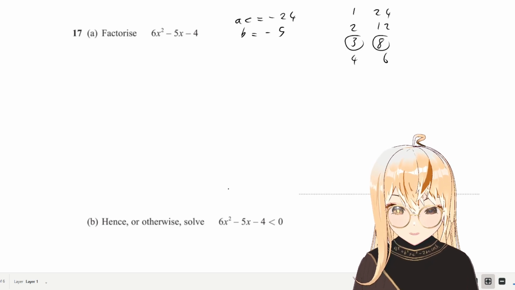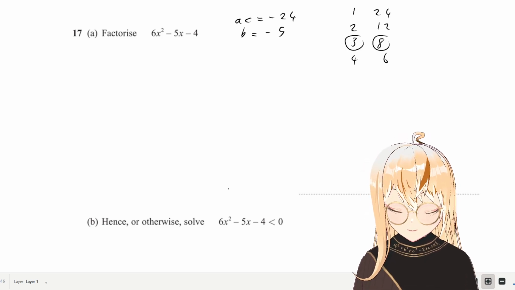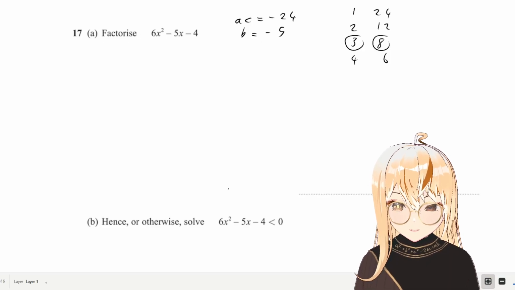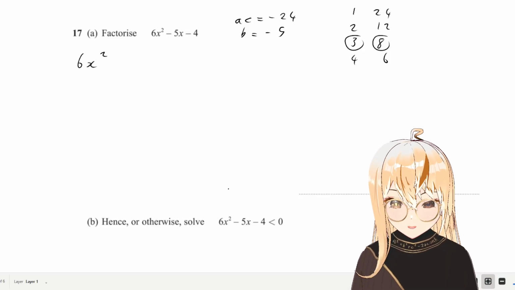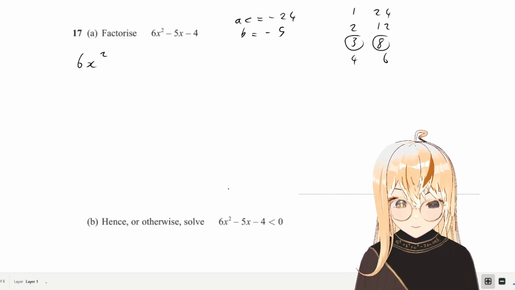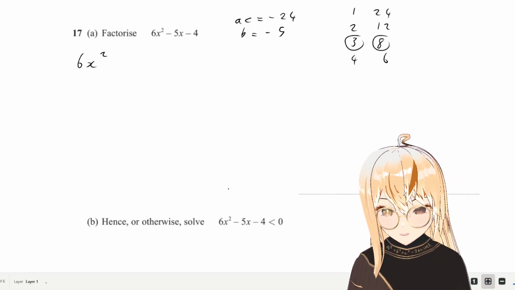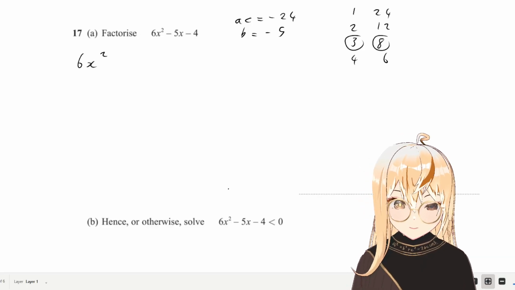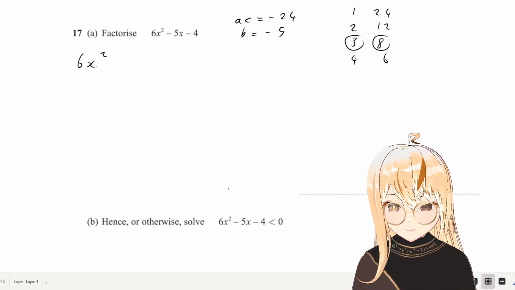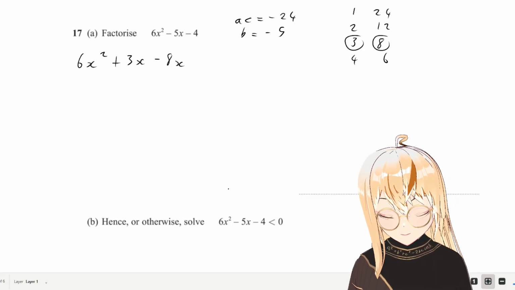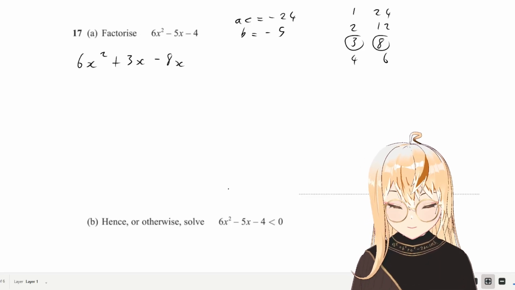What we'll do here is we'll write out the first term, which is the term with the square in it, so 6x squared, and then we'll split up the second term, bx, into 2 terms with x in them. Since it's minus 5, we'll have minus 8 and 3, so we'll have plus 3x minus 8x, which remember gives us minus 5x, but we're splitting up.